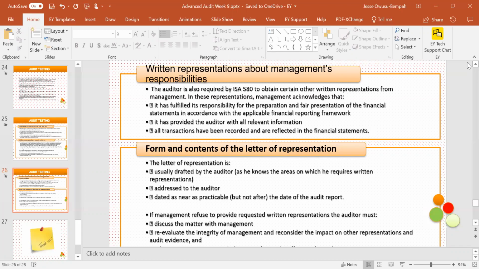So in these representations, what does management acknowledge? It acknowledges the fact that it has fulfilled its responsibility for the preparation of the financial statements, and it has provided the auditor with all relevant information. It also says that all the transactions recorded and reflected in the financial statements are fine. All transactions have been recorded. So management is saying, we have fulfilled our responsibility. We are supposed to prepare the financial statements. We've done that. We've given the auditor all the relevant information that they need.